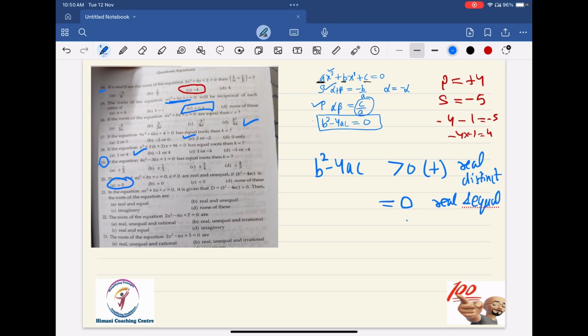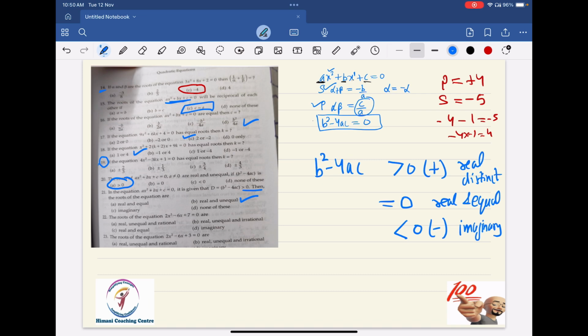And if b square minus 4ac value is less than 0, which means you get a negative answer, then the roots are imaginary. Till class 10th, you will not solve this, so you will just leave the answer as imaginary. Now the next question is actually a repetition of the previous question. Here we are given the same equation. We are told b square minus 4ac is greater than 0. Then the roots of the equation are real and unequal.